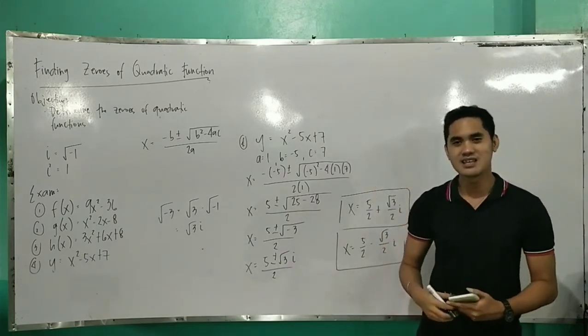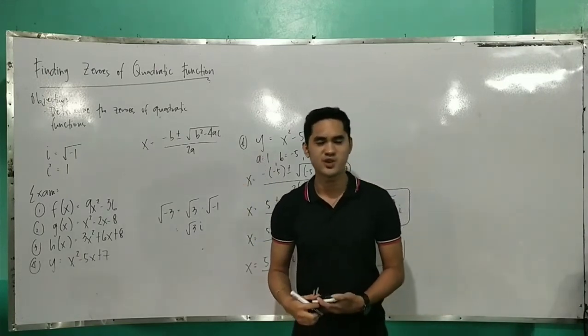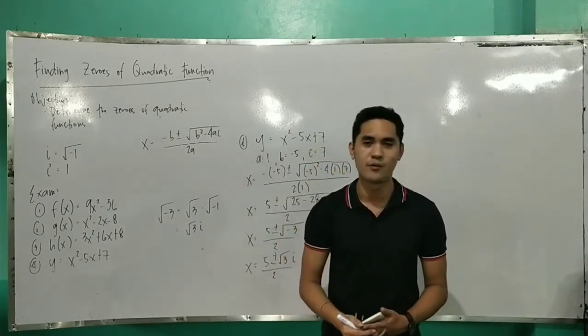And dito, ayan, na-meet natin yung ating objective. Na-determine natin yung zeros ng quadratic function using the 4 ways or 4 methods.